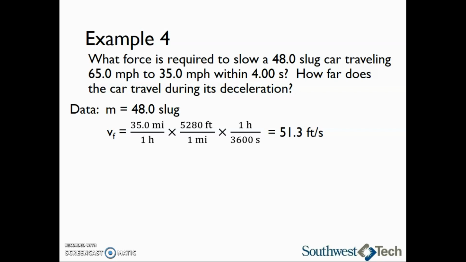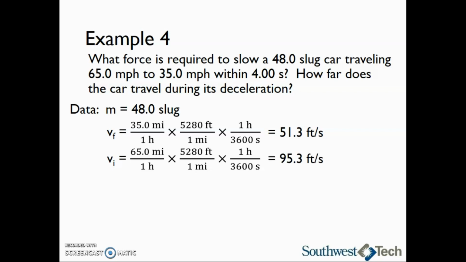The initial velocity is 65 miles per hour, so we will need to convert this into feet per second as well. We will write 65 miles as a fraction over 1 hour and use the same conversion factors as before. 5,280 feet are equal to 1 mile, and 1 hour is equal to 3,600 seconds. This gives us an initial velocity of 95.3 feet per second. The other piece of information we are given in this problem is that the time it takes to slow down is 4.00 seconds. We are trying to find the force F.